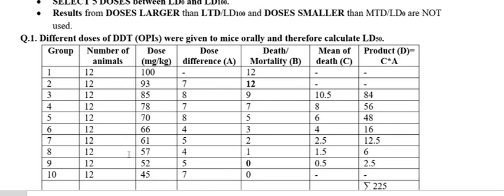Thereafter we consider the different dosages. Here we see that the number of animals is the same, but the dosage in each group is different. These are the dosages of the toxicant. Third, we calculate the dose difference between two adjacent doses: this dose and this dose, this dose and this dose, and so on.